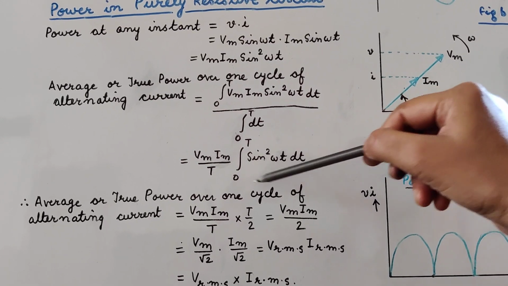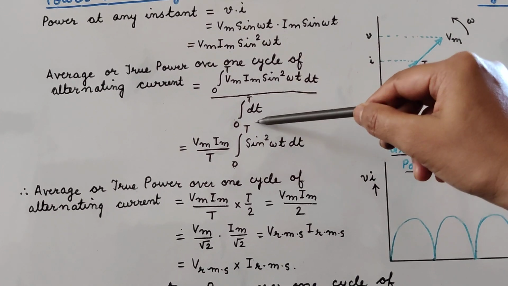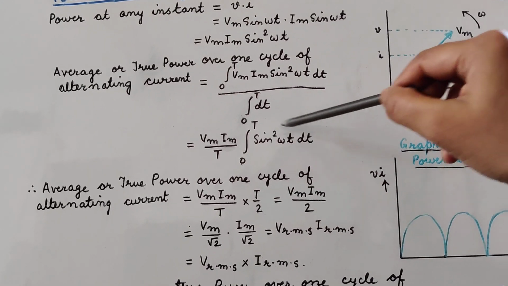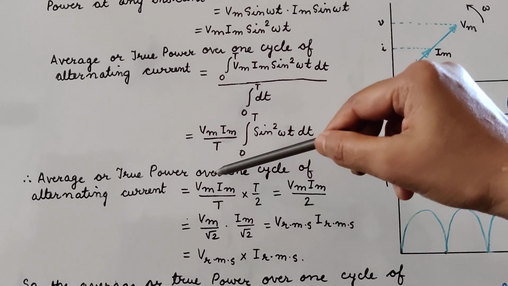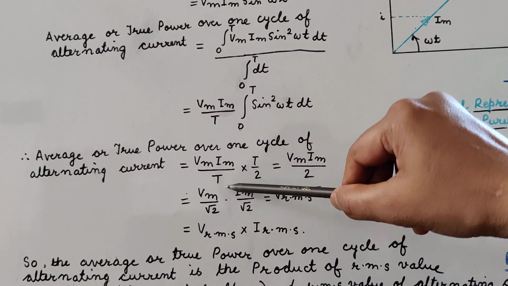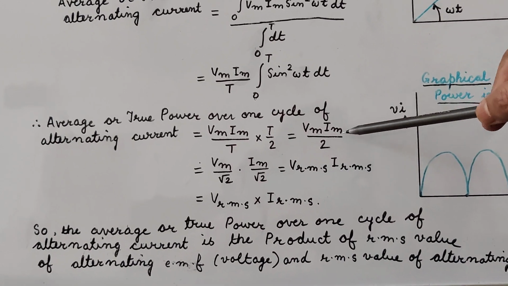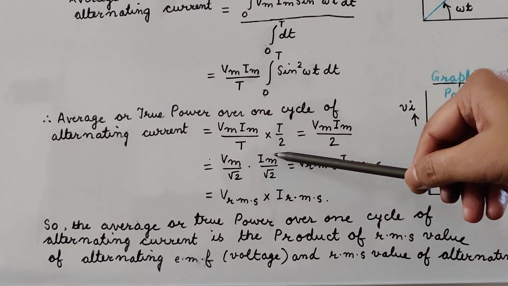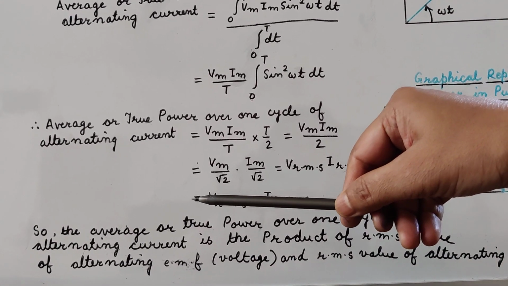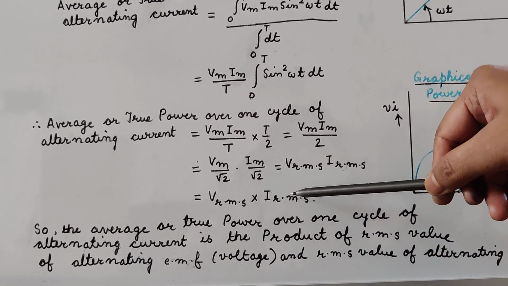Now if we solve this, that is, if we integrate sin square omega t dt within the limit 0 to T, then this value comes out to be capital T by 2. On solving, this value will come out to be capital T by 2. So the average or true power over one cycle of the alternating current will be equal to Vm Im by T into capital T by 2. This is equal to Vm Im by 2, which can be written as Vm by root 2 into Im by root 2. This is equal to Vrms into Irms. That is, the average or true power over one cycle of alternating current is equal to Vrms into Irms.